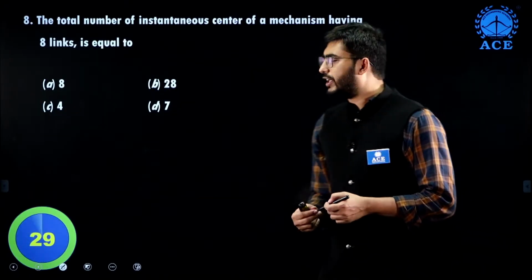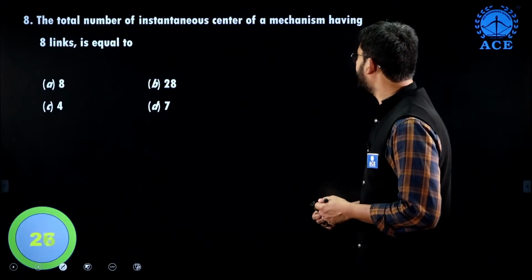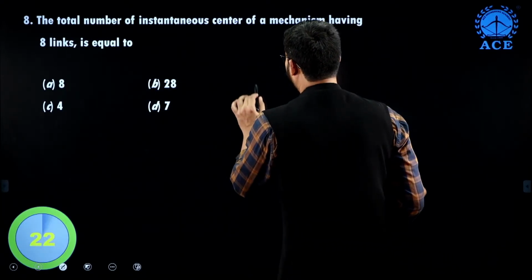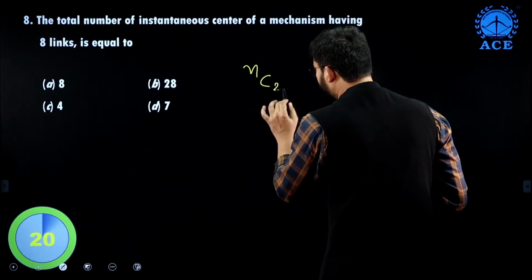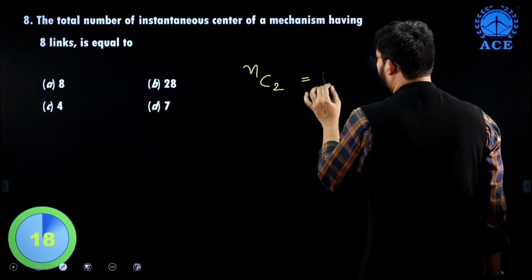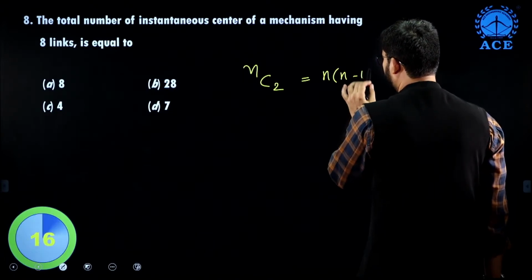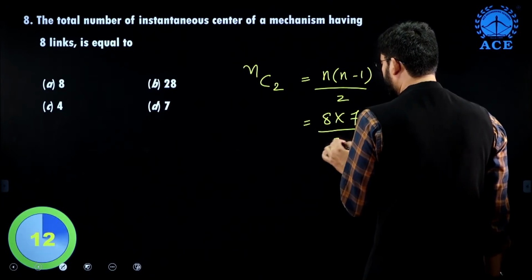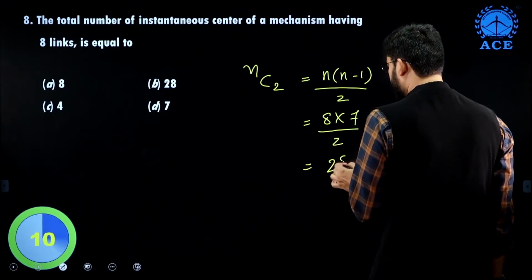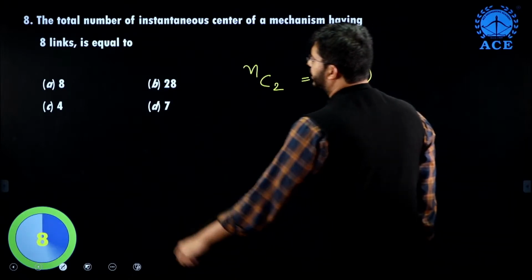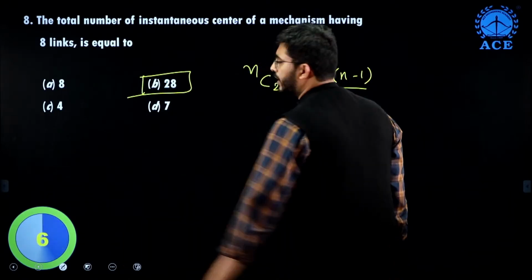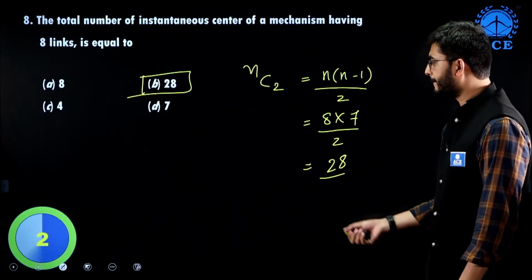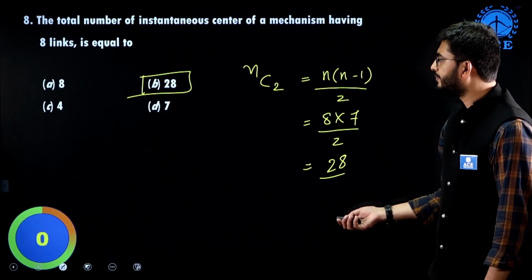Next, the total number of I-centers of a mechanism having 8 links is equal to. Number of I-centers, guys, is given by the straightforward formula nC2, which is n into n minus 1 by 2, which is equal to 8 into 7 divided by 2, which is 56 by 2, that is 28. Number of I-centers will be option B, that is 28. Okay. Next question.